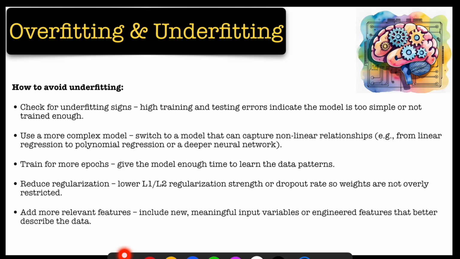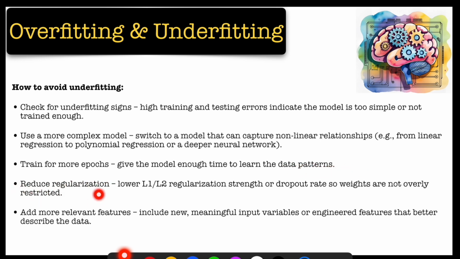Now, how to avoid underfitting? First, how do we know there is underfitting? High training and testing errors indicate the model is too simple or not trained enough. So if we see that both the training and testing errors are high, then that means the model is not trained enough. What you can do is use a more complex model, switching to a model that can capture nonlinear relationships. From linear regression, we can switch to polynomial regression or a deeper neural network. We can train for more epochs, giving the model enough time to learn the data patterns.